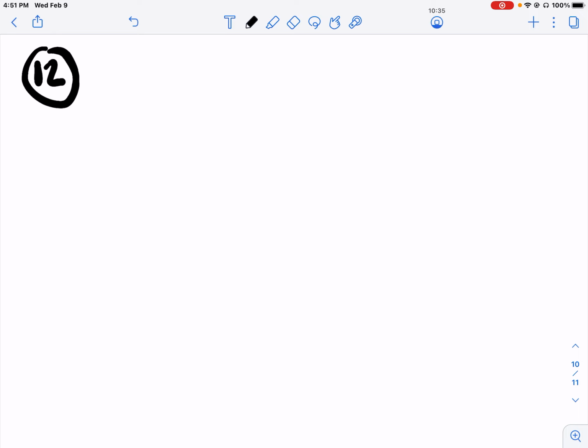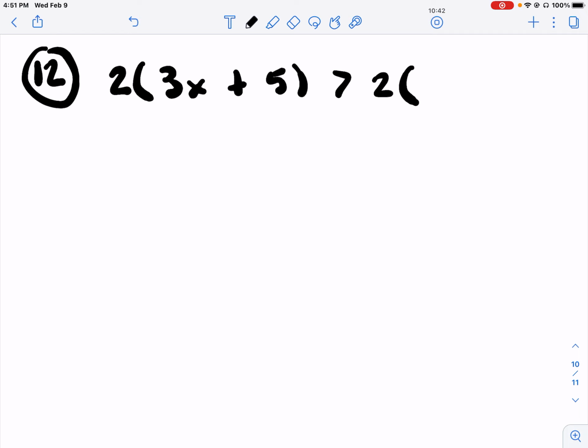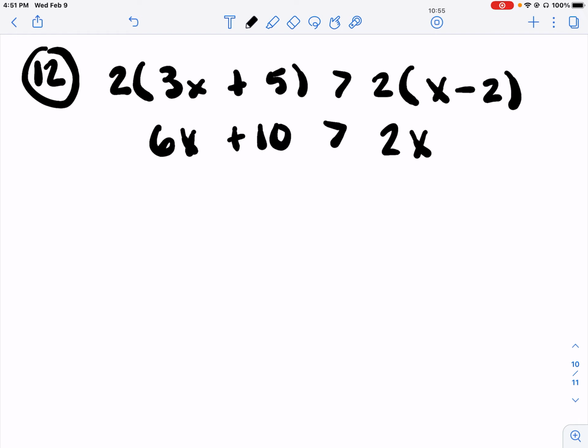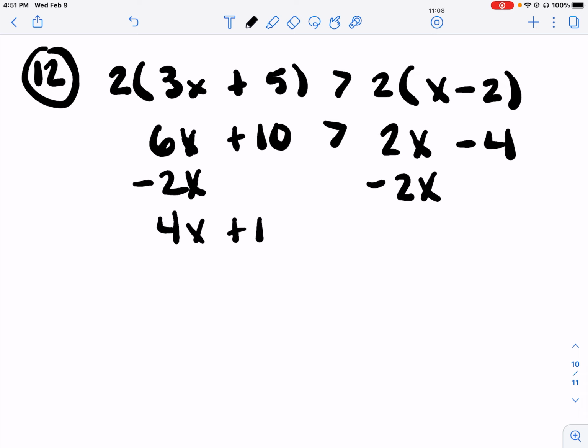Okay, then we had inequalities. I need to distribute 2 times 3x, 2 times 5, 2 times x, 2 times minus 2. Subtract 2x on both sides, because that's smaller. 6x minus 2x is 4x. We subtracted, so that stays the same.